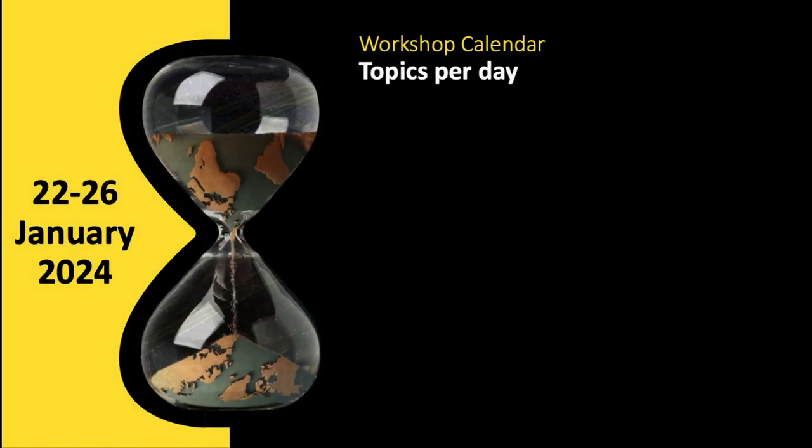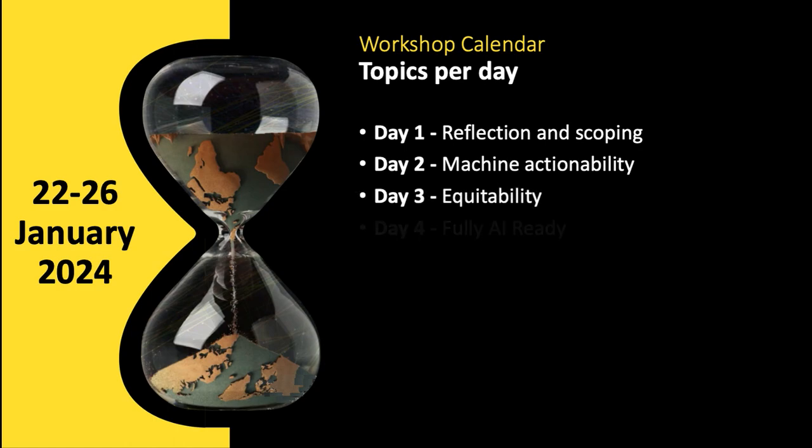The conference runs for 5 days. The first day of the conference we will reflect on the first decade of FAIR and we will scope the discussions we want to have in the subsequent days. On days 2 to 4 we will discuss 3 related topics. Machine actionability at the center of the hourglass, equitable access to data and services, which is explicitly not addressed in the FAIR principles, and finally fully AI-ready data, where any AI type model will benefit from the best machine actionable data to feed and train it.